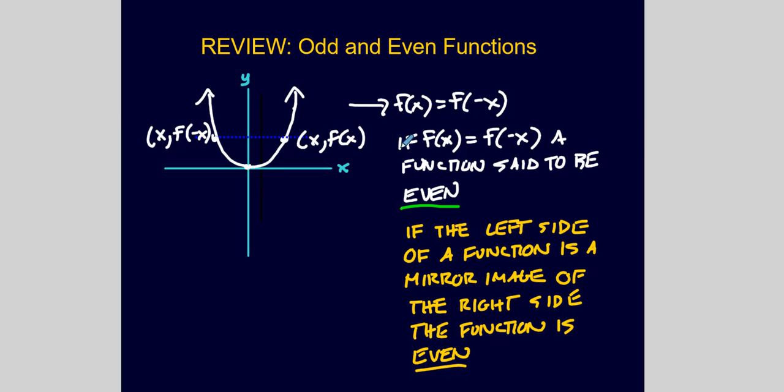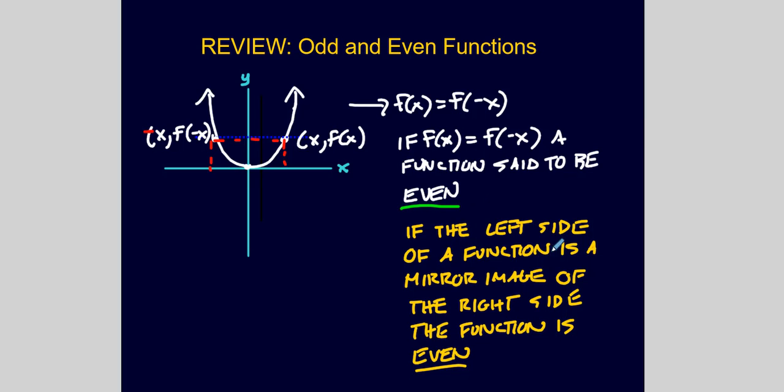Okay, quick review of odd and even functions. If f of x equals f of negative x, then we say the function is odd. I'm sorry, is even. It's even. Okay, notice that if I have this parabola here, this turns out to be an even function. Here's the point x, f of x, and here's the point negative x, f of negative x. Notice that negative x and x both generate the same height on the function, therefore they have the same value. So if f of x equals f of negative x, the function is said to be even.